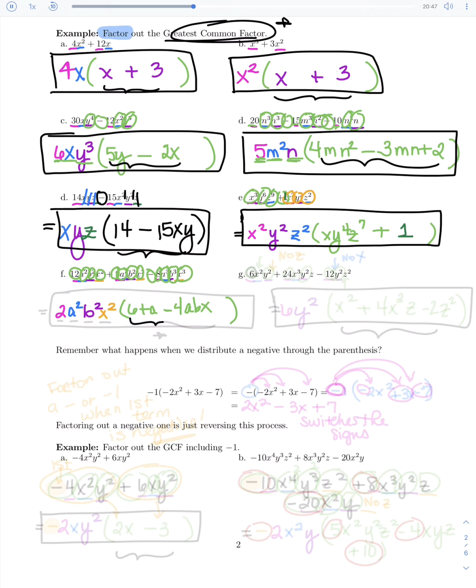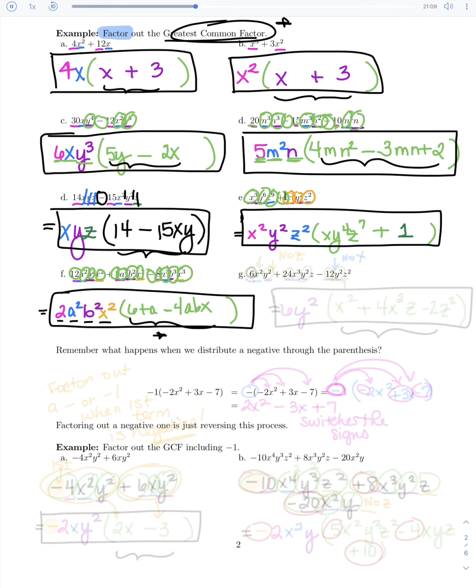Just like before, notice each of those 3 pieces, we pulled out the 2, the a squared, the b squared, and the x squared from each piece, and that all 3 pieces, when we're done, have nothing in common. That's how we know we got everything, and we did get the greatest common factor, and we are done.